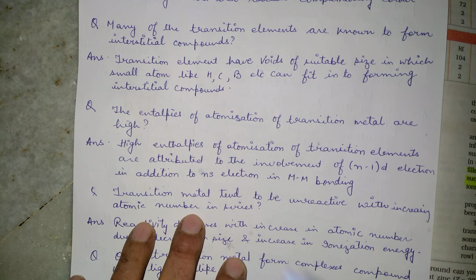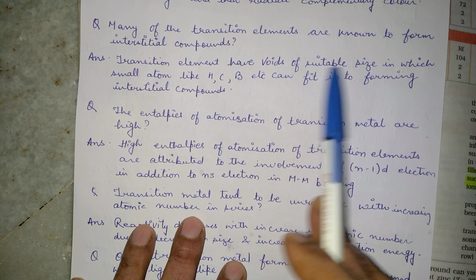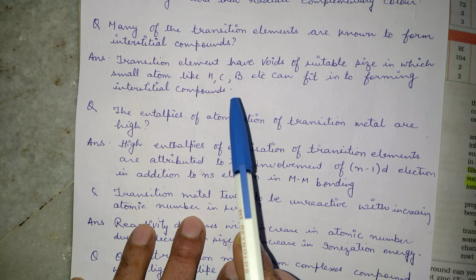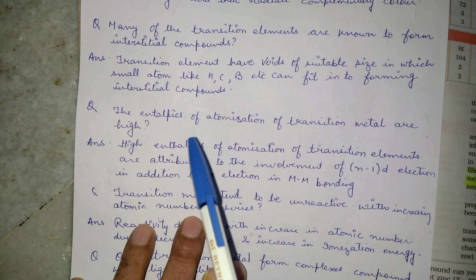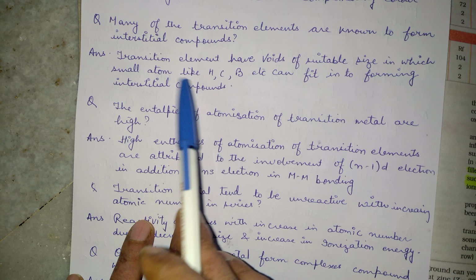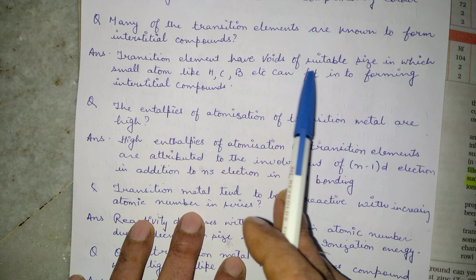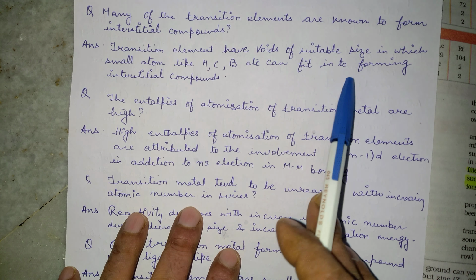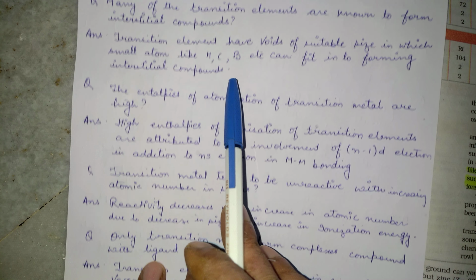Next question, let's read it once. Many of the transition elements are known to form interstitial compounds. Why do transition elements form interstitial compounds? Because transition elements have voids of suitable size in which small atoms like carbon, hydrogen, boron, etc. can fit, forming the interstitial compounds.